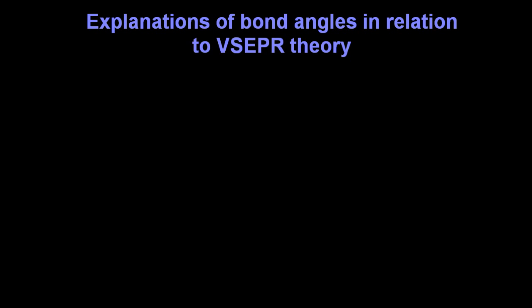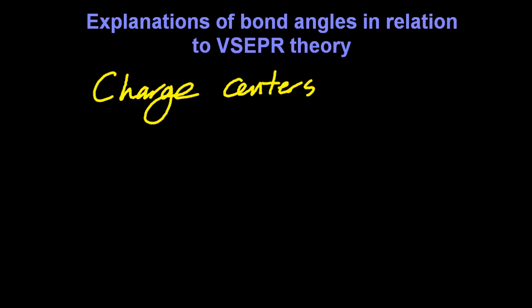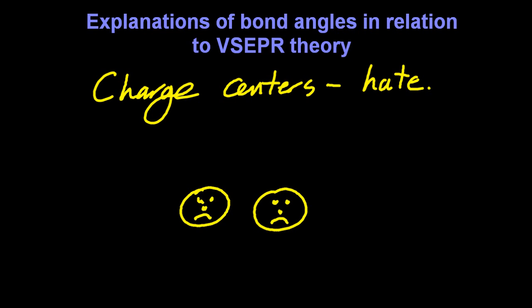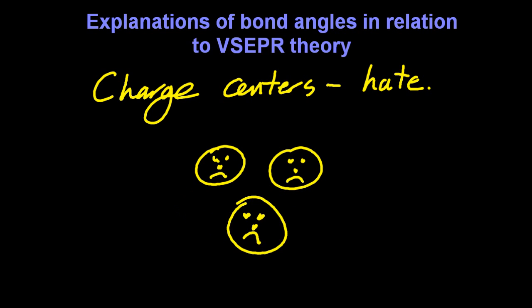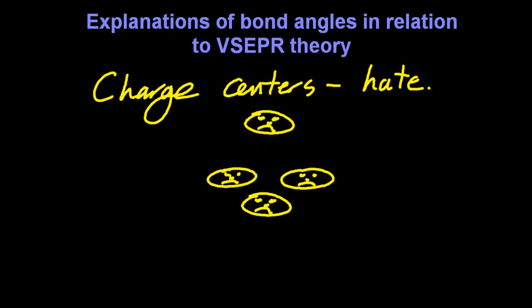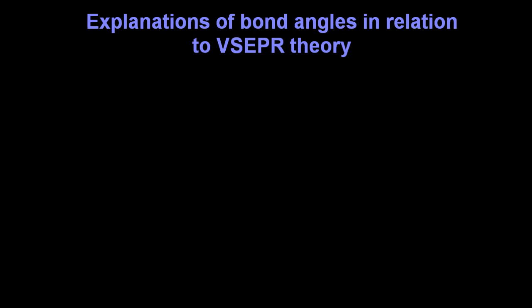Oh man, this is a huge subject. Bond angles in VSEPR theory. Well, it's all to do with charge centers and height as well. You've got two charge centers. The furthest they can get away from each other is a straight line. Three charge centers, the furthest they can get away from each other is in a triangle, equilateral triangle, almost always. Four charge centers, well, you need to go 3D there. You're going to have some sort of tetrahedral arrangement. Now, what's hating each other is the electron pairs in the valence shell.